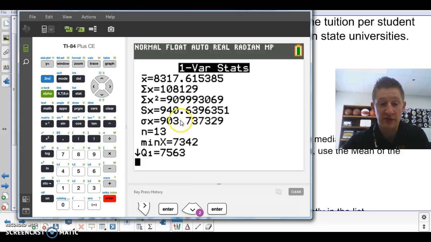So it thinks through and spits out a bunch of values for me that we'll take a peek at in just a second here. So on your calculator screen right now, you should see a list of one variable statistics. The first one being x bar. x bar, if you remember, is the mean. So I'm going to go ahead and write down, instead of having to add up all the numbers by hand and then divide by 13, my calculator does it for me. It's pretty slick. So x bar, or the mean, $8,317 and some change. So we'll round it up to $8,318 for our purposes.